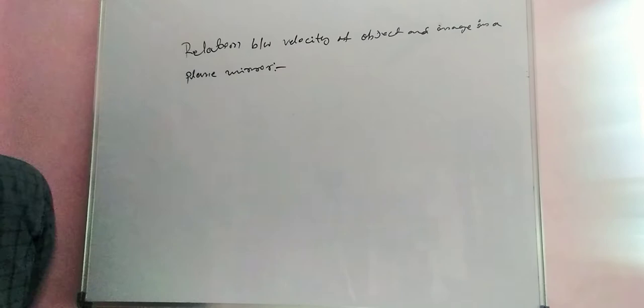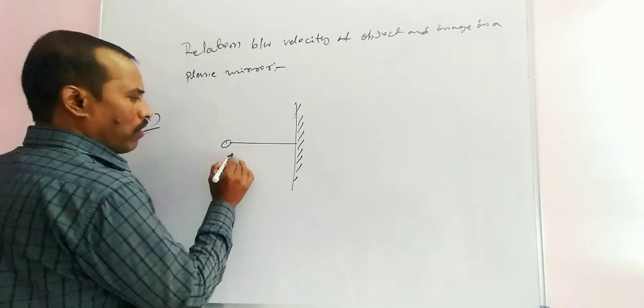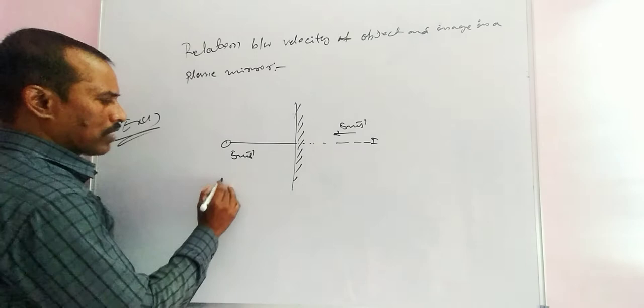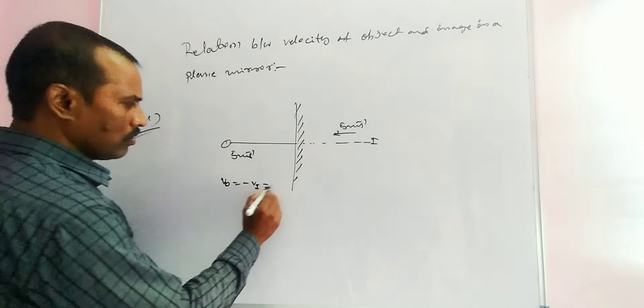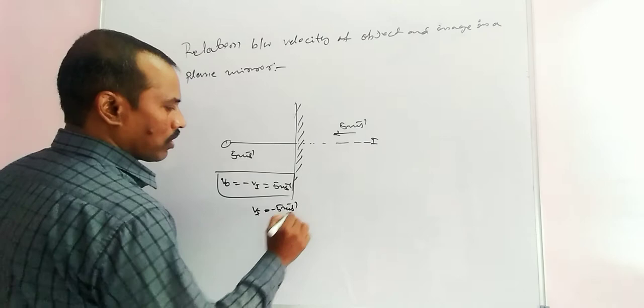For example, one mirror and object here, velocity. The object is moving towards the mirror at 5 meters per second. So here the object is also moving left side at 5 meters per second. So the velocity of the object is 5 meters per second. The velocity of the image is equal to minus 5 meters per second.